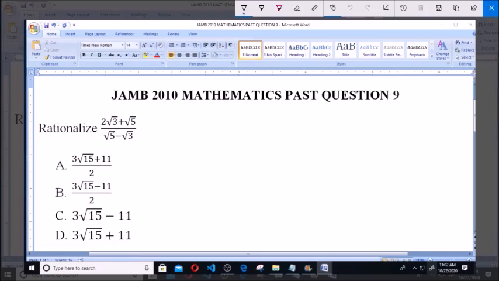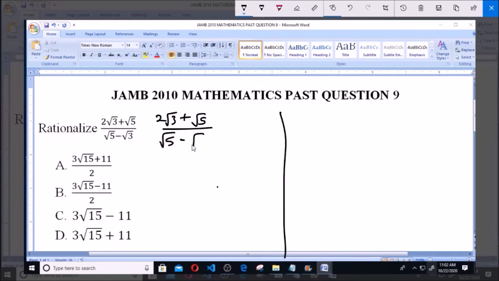I will be answering JAMB 2010 Mathematics Past Question 9. Rationalize 2 root 3 plus root 5 all over root 5 minus root 3. Now we are asked to rationalize what this surd given to us. So we have 2 root 3 plus root 5 all over root 5 minus root 3.